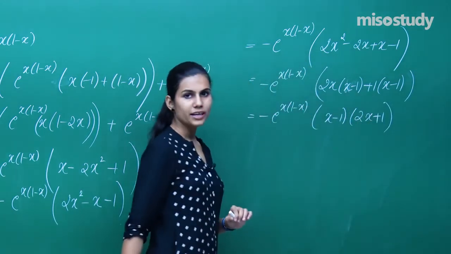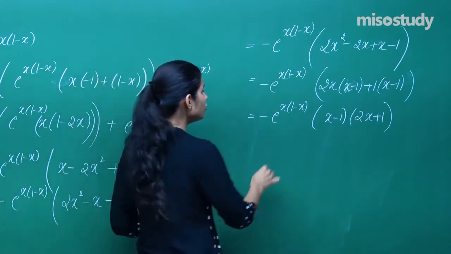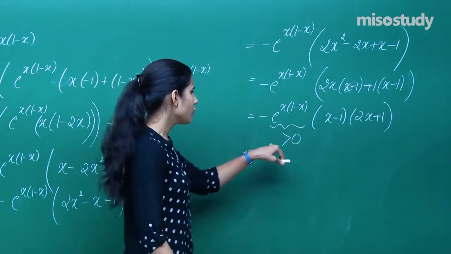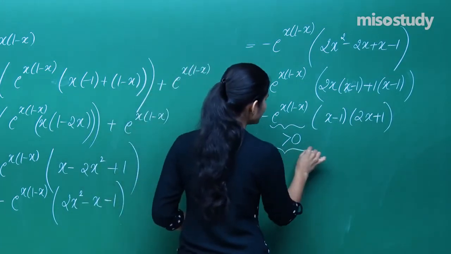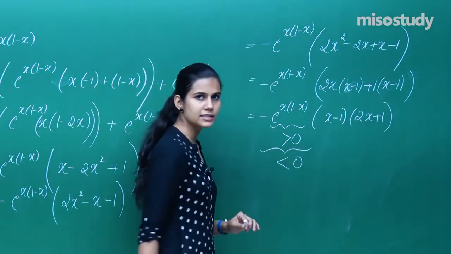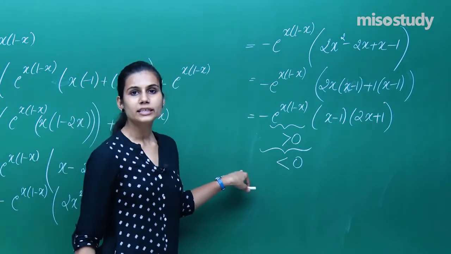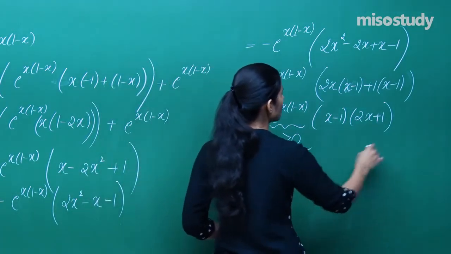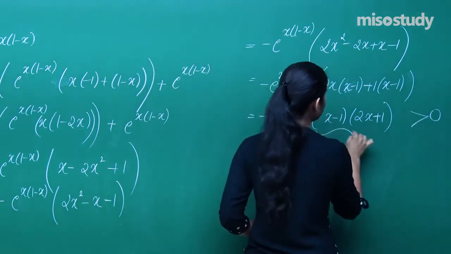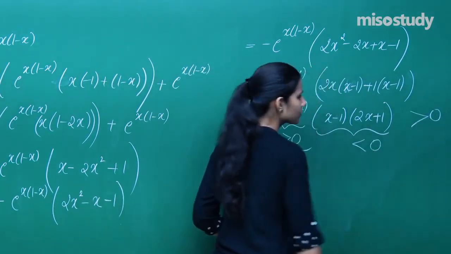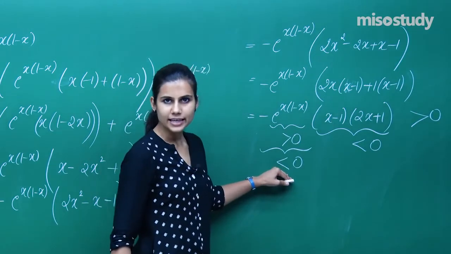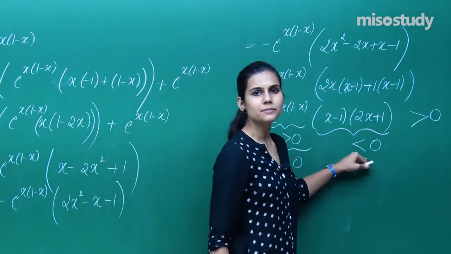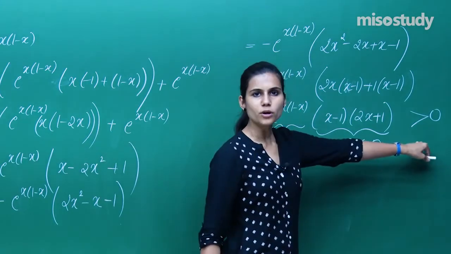Now, talking about increasing or decreasing behavior, you know that this is always positive for every x. If this is always positive for every x, I know minus of this is always negative for every x. If I want to talk about increasing, f dash x needs to be positive. This portion is always negative. So when is this going to be positive? Only when this is negative. Because this portion is always negative, minus of a positive thing is a negative thing. The moment this expression comes out to be negative, I will get f dash x to be positive.